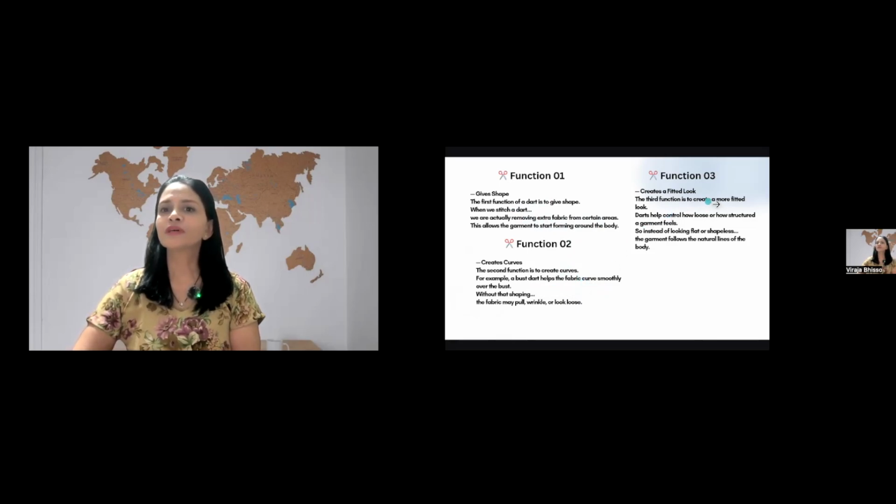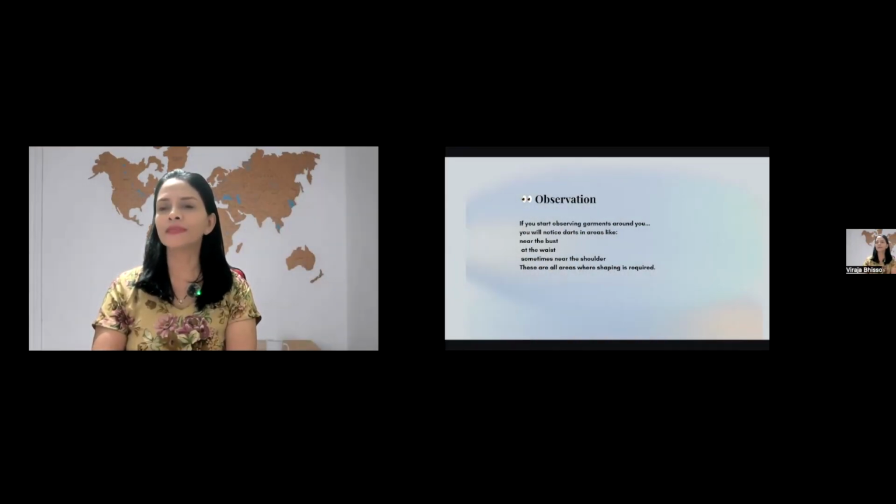The third function is to give a more fitted look. Darts help control how loose or how structured a garment feels. So instead of looking flat or shapeless, the garment follows the natural lines of the body. If you start observing garments around you, you will notice darts in areas like near the bust, at the waist, or sometimes at the shoulder as well, because these are the areas where shaping is required.